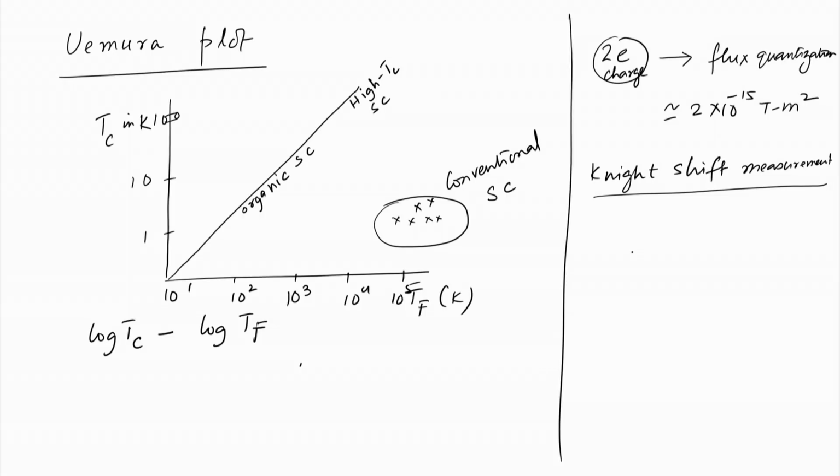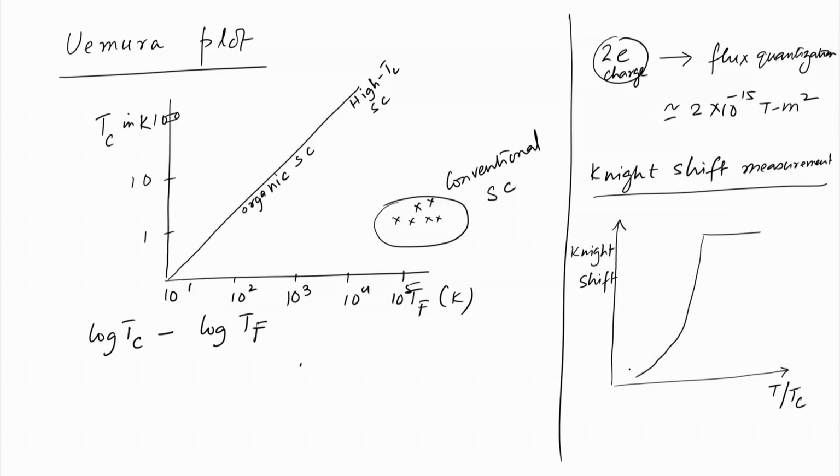So, a Knight shift measurement is usually like this. This is plotted as a function of T over Tc, and it falls off like this very quickly beyond, so this is T by Tc equal to 1. This is the superconducting part of the sample, and this is the normal phase of the sample. As the number of conduction electrons goes down drastically, the Knight shift also goes down drastically as we go deeper into the superconducting specimen.